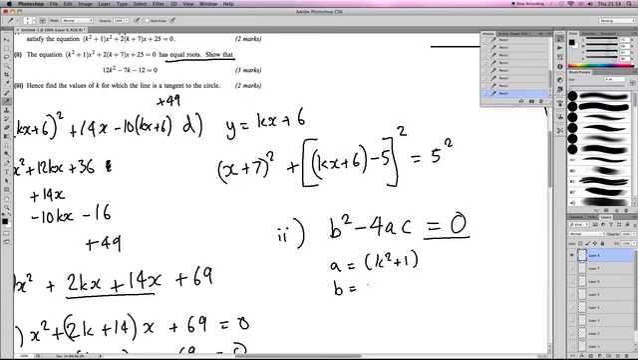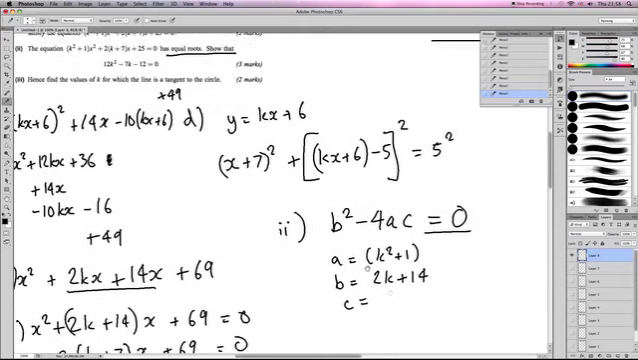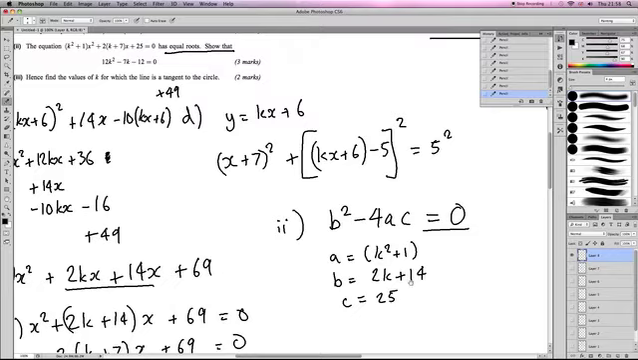I'm going to multiply it out. I'm not going to write 2k plus 7. I'm going to multiply it out straight away. So it's going to be 2k plus 14. And that's my brother, so I've got to do this quick. c is equal to 25. And now you just want to solve it.